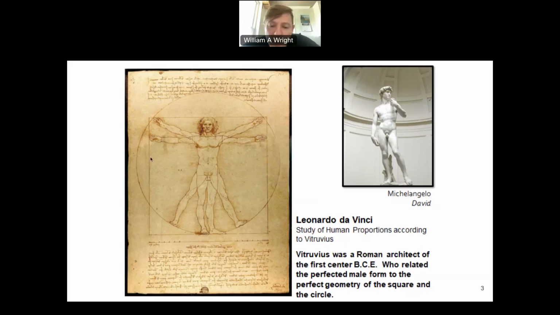The Vitruvian Man is a drawing done by Leonardo based on the idea that Vitruvius came up with. He was a Roman architect in the 1st century BCE. He related the perfect male form to the perfect geometry of the square and the circle. And when he discussed this, Leonardo turned it into a drawing, which we see right here.